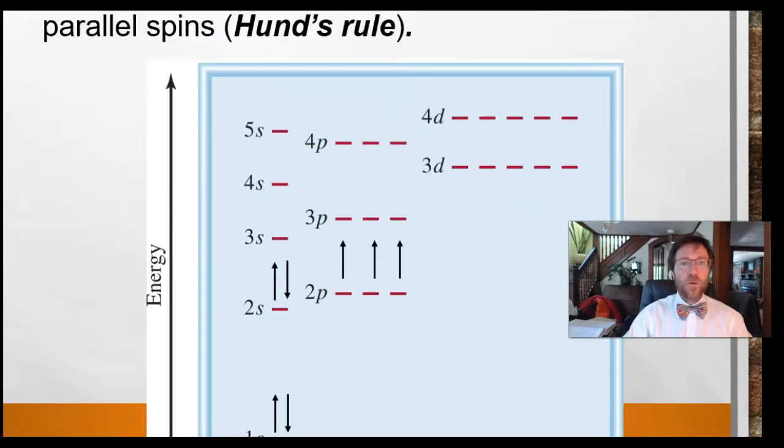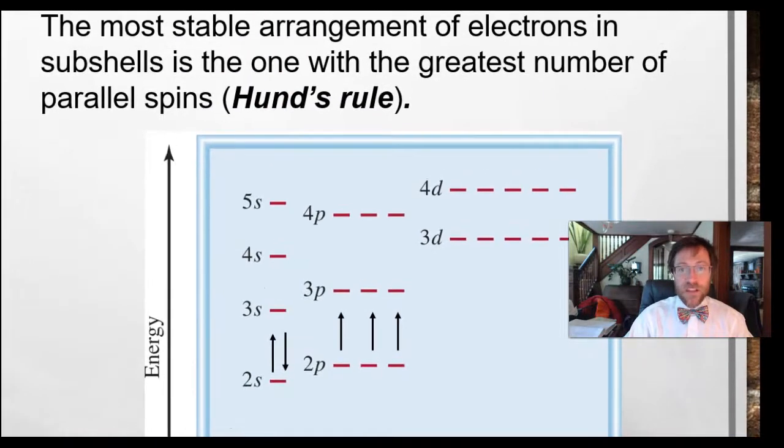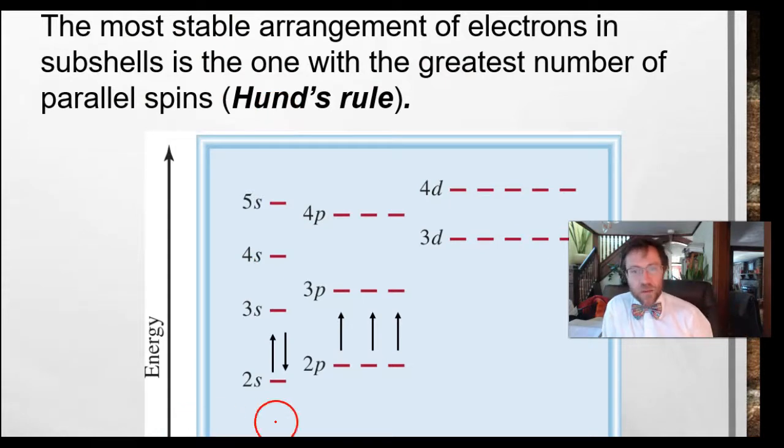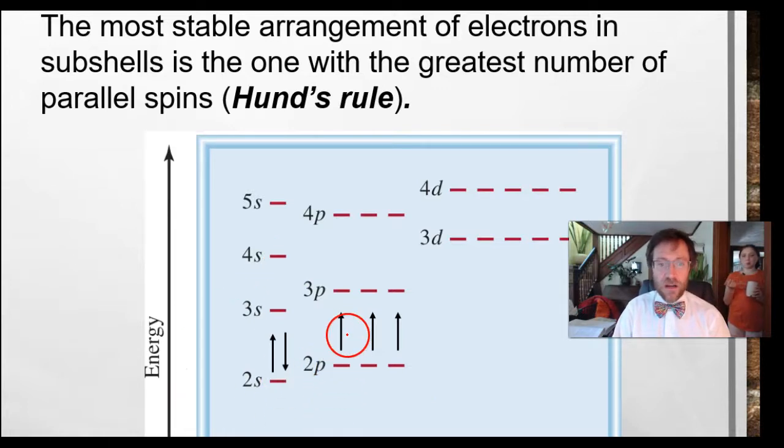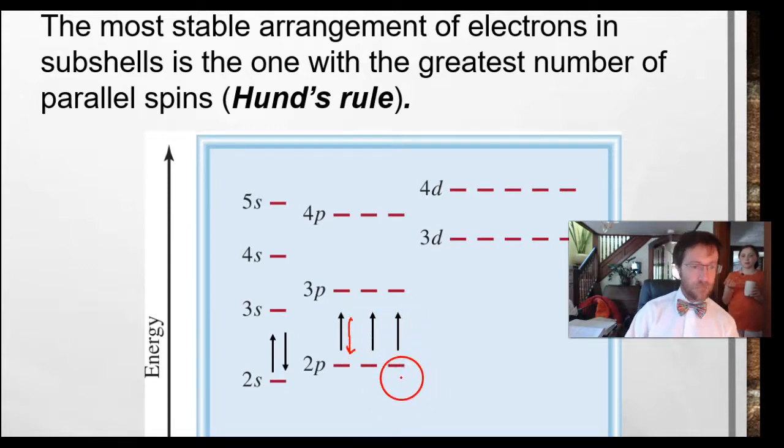Good. So what this means is that the most stable arrangement of electrons in a subshell is one with the highest number of parallel spins. It's called Hund's rule. In other words, we try to get them all single, only 1 electron per orbital as much as possible. It's not always possible, because what if this had 1 more electron? Well, then you'd have to have 1 more like that. But in doing so, we're like, hold on a second.